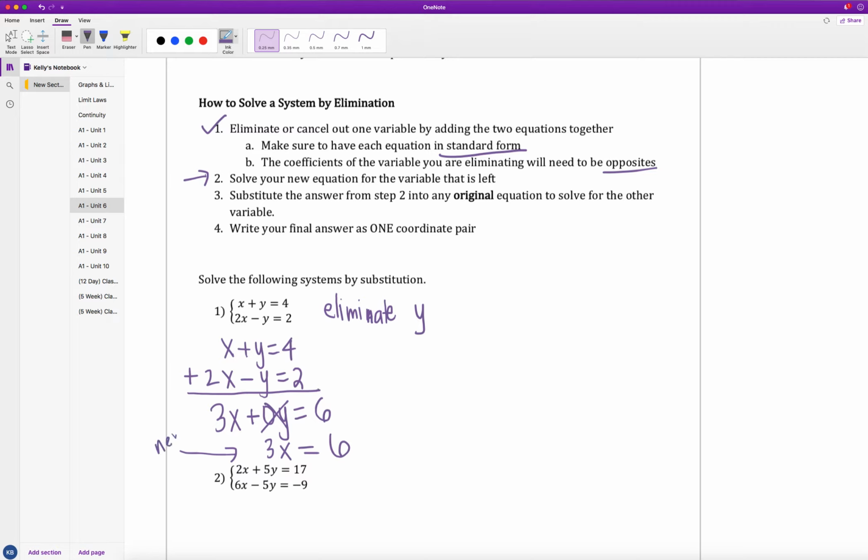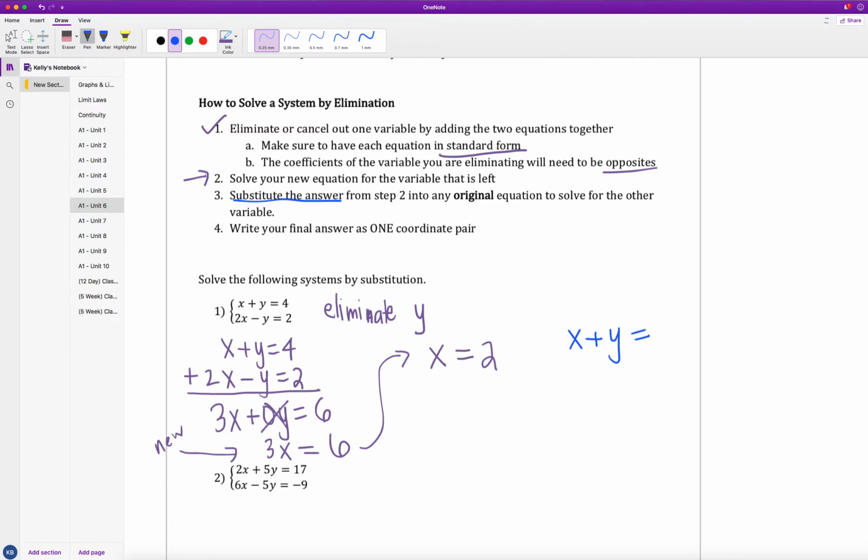This 3x equals 6. So I'm going to solve this for x. To do that, I divide by 3 and I get x equals 2. Now that I have x solved for, my next step is to substitute that answer into one of the two original equations. It does not matter which equation we use, we get to pick.